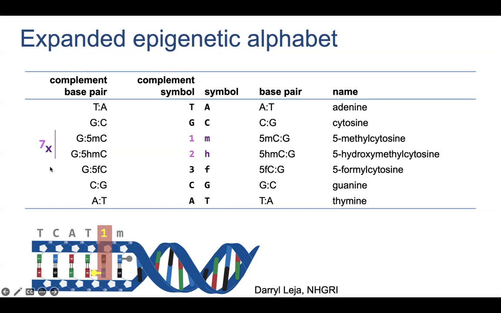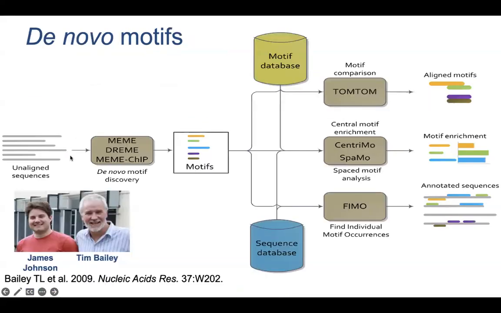To represent this, we use an X to represent either M or H, and a 7 to represent a guanine complementary to 5-mC or 5-hmC, that is a 1 or a 2. Similarly, for unknown cytosine modification states, such as from conventional sequencing, we use Z to represent any cytosine, and a 9 to represent a guanine complementary to a cytosine with unknown modification state.